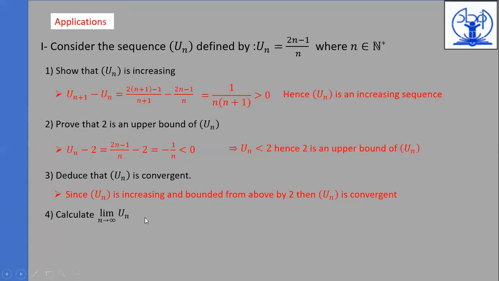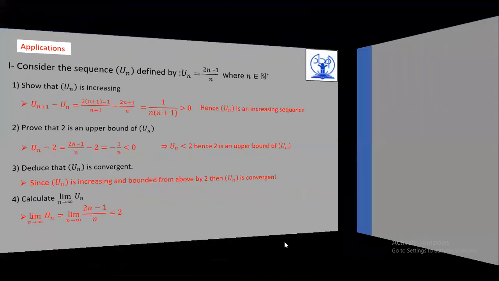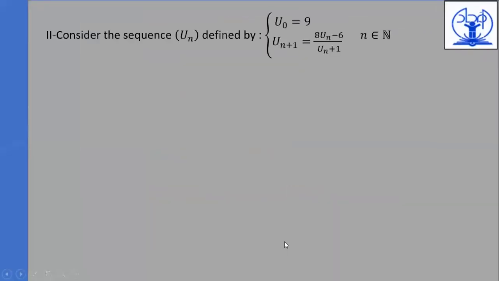Calculate the limit. To calculate the limit, we can calculate the limit of this sequence directly because it's an explicit sequence. Exactly as we find the limit of a function, this limit is clearly 2, and consequently this sequence is convergent to 2. Let me consider now a recursive sequence. Consider the sequence u_n defined by u_0 = 9, u_{n+1} = (8u_n - 6)/(u_n + 1). Prove that u_n is bounded below by 6.